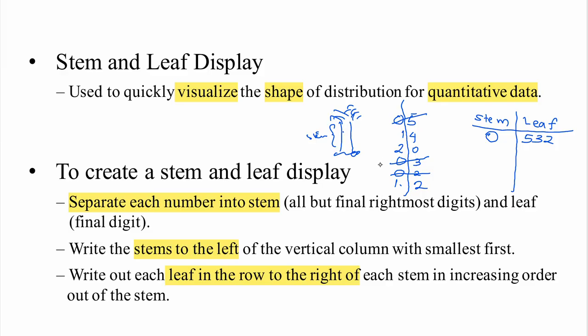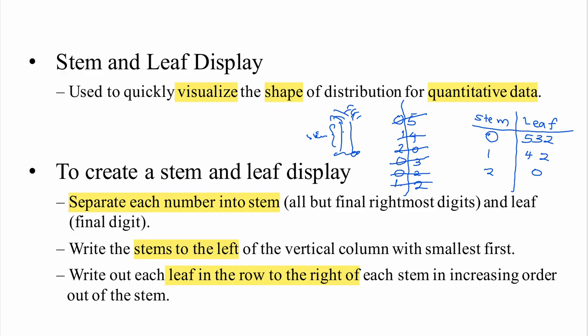Now let's go on to the next stem. The next value is 1 for the stem with a leaf of 4. And I have another 1 with a leaf of 2. Now the last one has the stem of 2 and the leaf of 0.